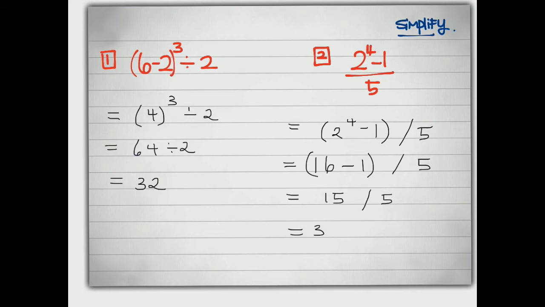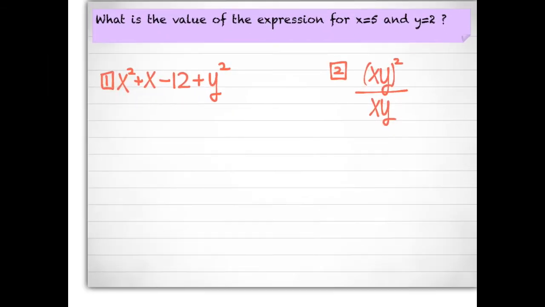So, again, 2 examples using the order of operations. Now, one of the other important parts of today's lesson is learning how to evaluate algebraic expressions when given values for the different variables. So let's take a look at example number 1. We have x squared plus x minus 12 plus y squared. We know x equals 5, we know y equals 2.